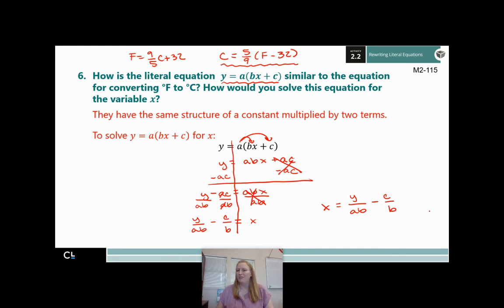It's not beautiful. It's kind of funky looking. That's okay. I still love it. It still works. It still does the job. We got x alone. That's all that matters. That's all that we needed.